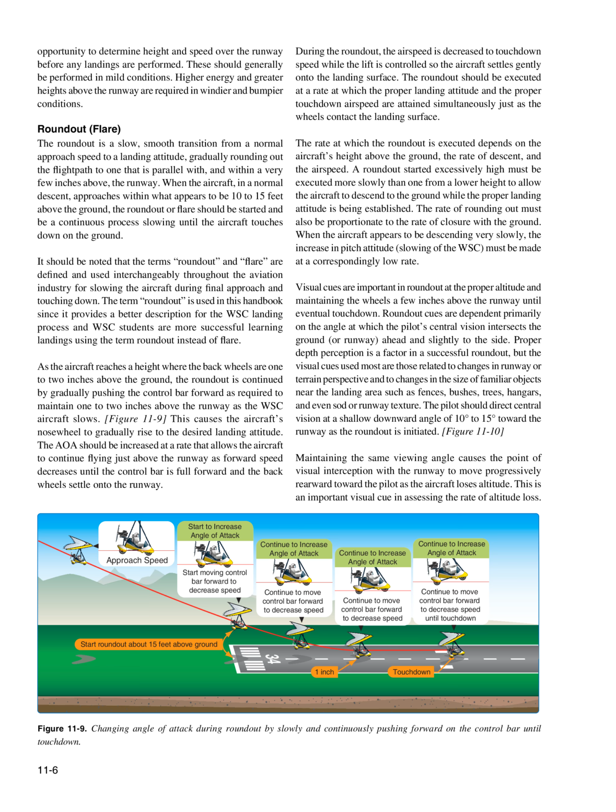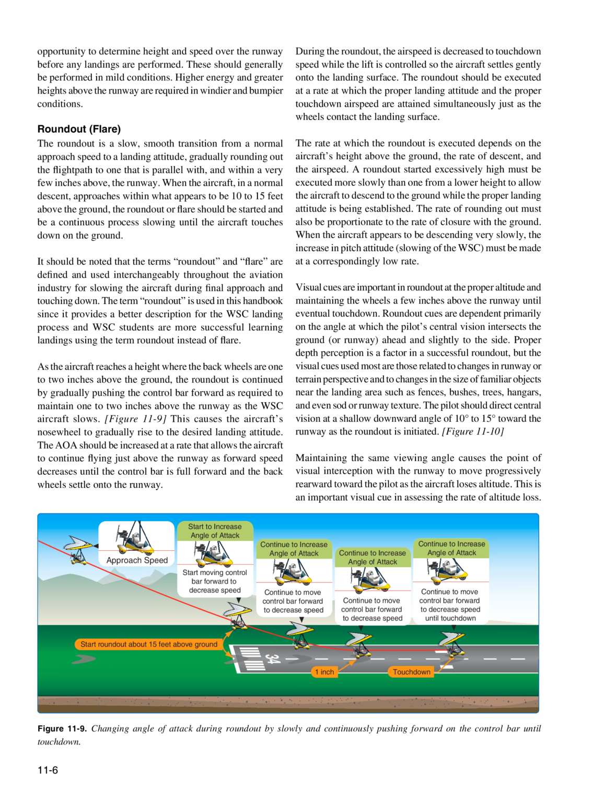Visual cues are important in roundout at the proper altitude and maintaining the wheels a few inches above the runway until eventual touchdown. Roundout cues are dependent primarily on the angle at which the pilot's central vision intersects the ground, or runway, ahead and slightly to the side. Proper depth perception is a factor in a successful roundout, but the visual cues used most are those related to changes in runway or terrain perspective and to changes in the size of familiar objects near the landing area such as fences, bushes, trees, hangars, and even sod or runway texture. The pilot should direct central vision at a shallow downward angle of 10 degrees to 15 degrees toward the runway as the roundout is initiated.